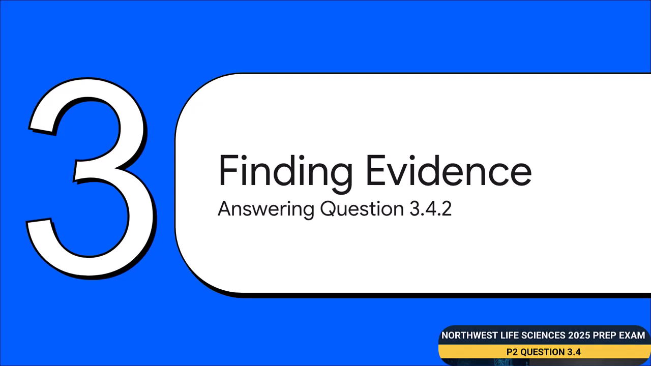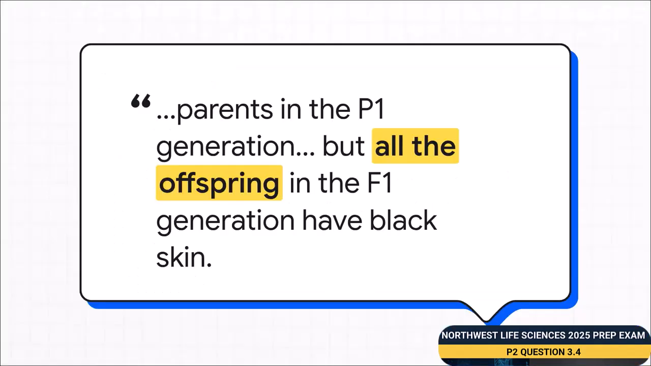So the model answer tells us exactly where to look, right at the top of our data table. The proof is all about the P1 and F1 generations. Think about it. You start with 1 black parent and 1 brown parent, but all of their kids in the F1 generation are black. That brown trait just vanishes. That's our smoking gun right there. It proves the allele for black skin has to be dominant.